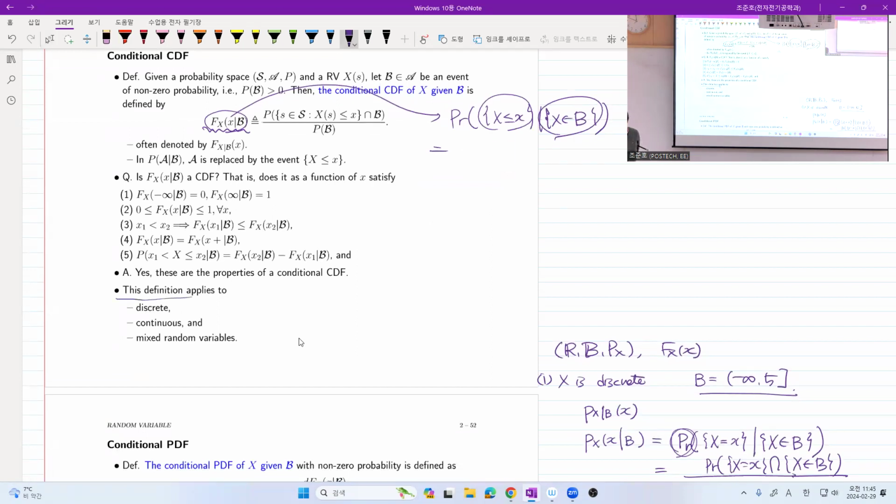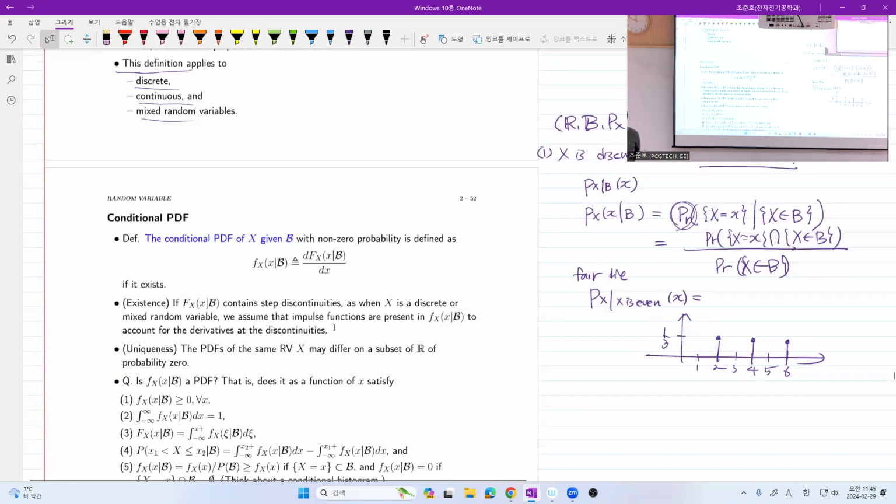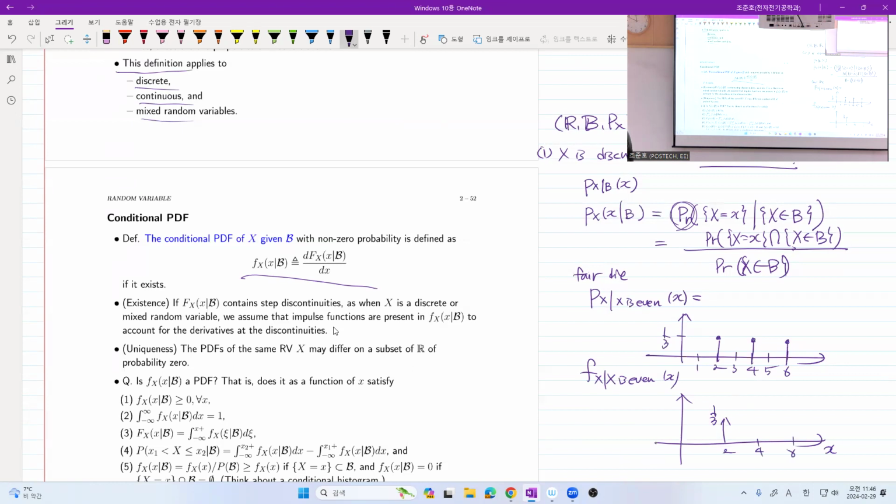This definition, conditional CDF, applies to discrete, continuous, and mixed random variables. You can do anything. The conditional PDF is, in principle, simply the derivative of your conditional CDF. However, you can just derive it by inspection. Okay? For example, in this case, what is the conditional PDF of x given x is even? Then, by introducing the Dirac delta function, usually we use a double arrow, something like that. Okay? And you do everything.